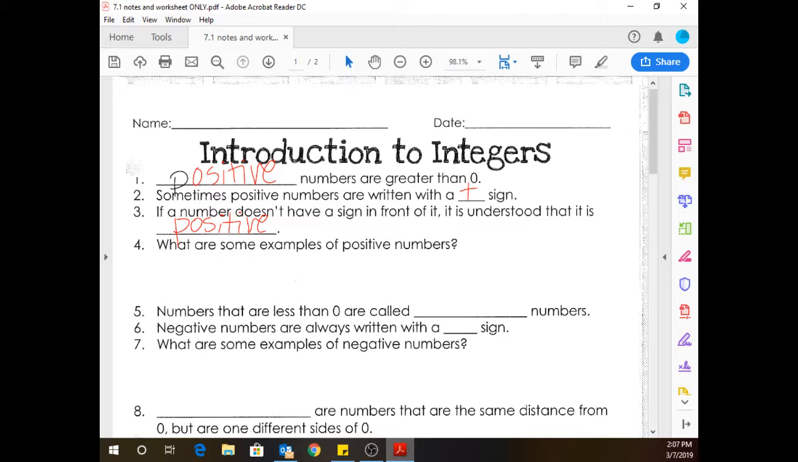0 is a neutral. 0 is your neutral. 0 doesn't get a positive or a negative. 0 is just neutral. All right. Numbers that are less than 0 are called negative numbers.